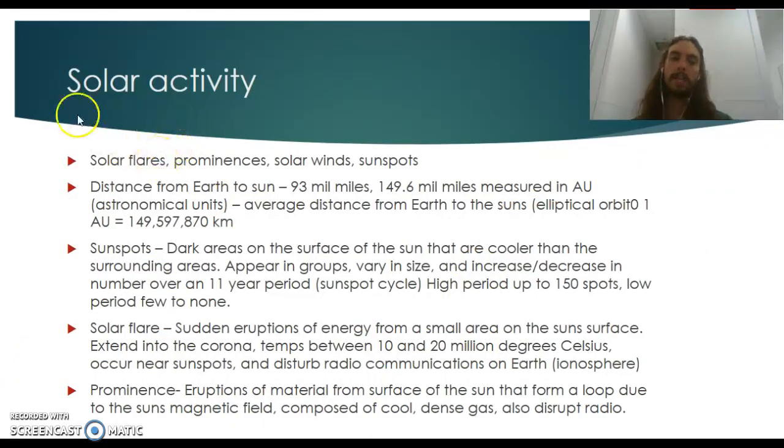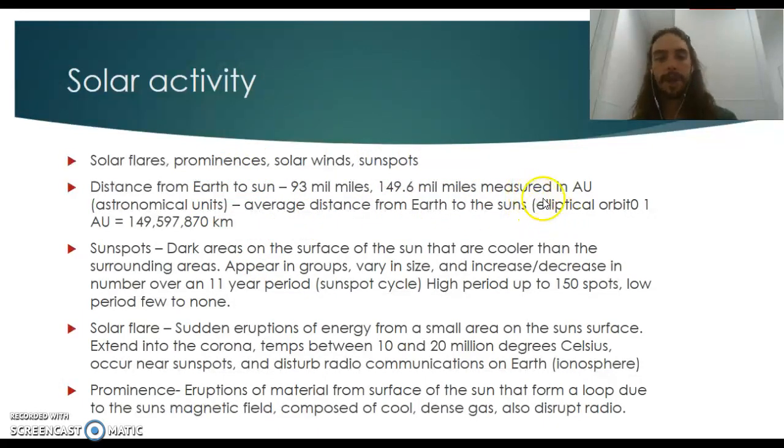So, solar activity. We've got all sorts of kinds of solar activity. We've got solar flares, prominences, solar winds, and sunspots. So the distance from the Earth to the Sun is about 93 million miles, or 149.6 million kilometers, which is measured in astronomical units. So this should say kilometers right here. And the astronomical unit is just the average distance from Earth to the Sun.